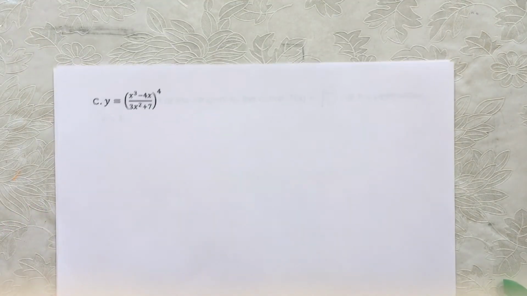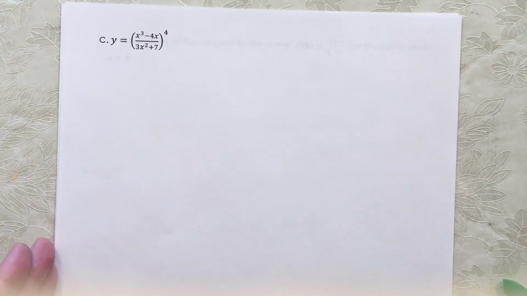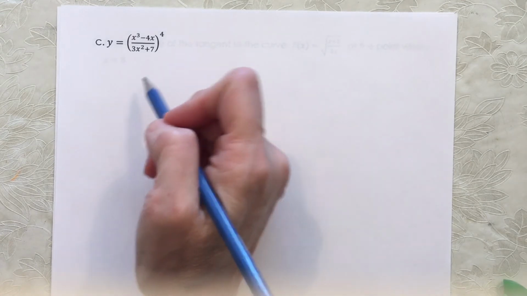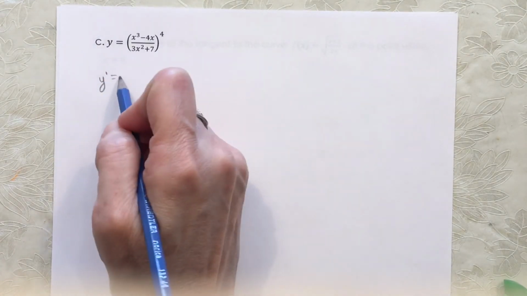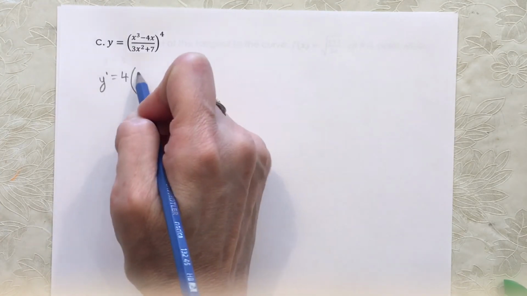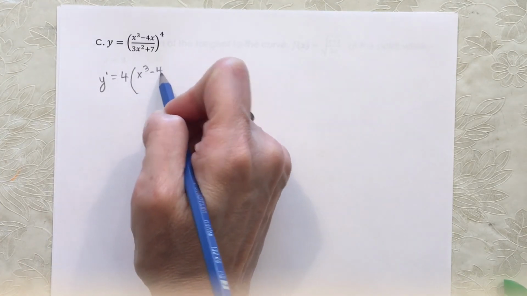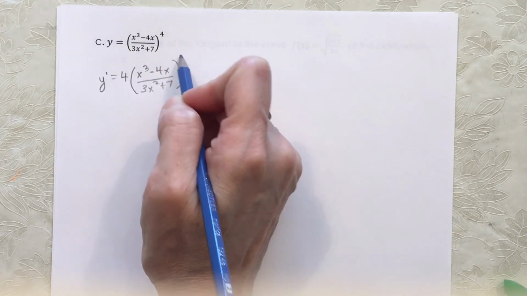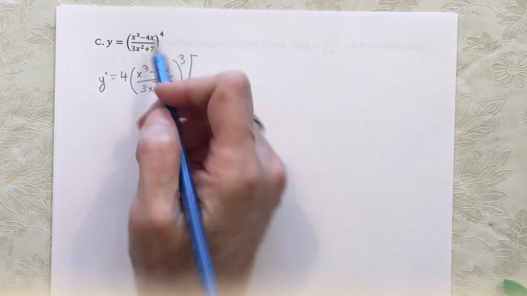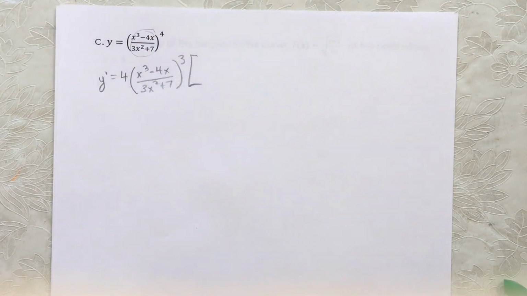Okay, C. So this is one, I like to think of this one as chain rule first, because it's all to the fourth power. So I'm going to do 4 times x cubed minus 4x over 3x squared plus 7 to the third. And then I'm going to take the derivative of what's inside.